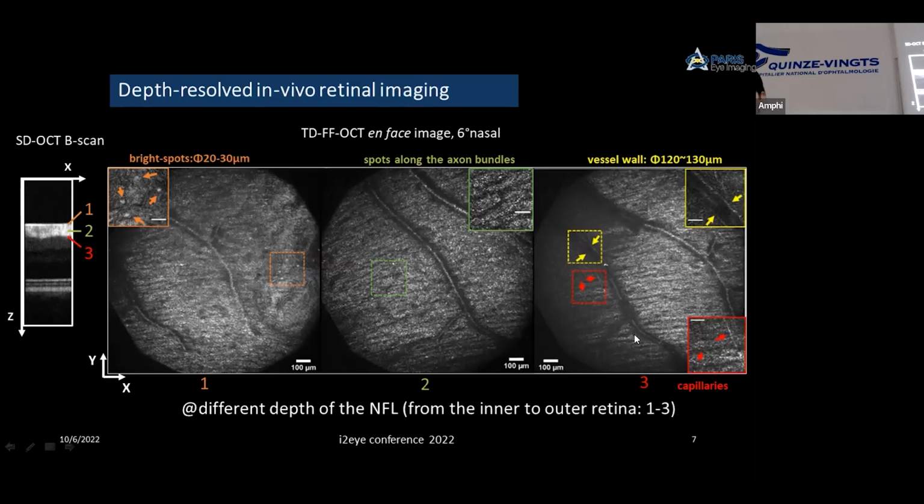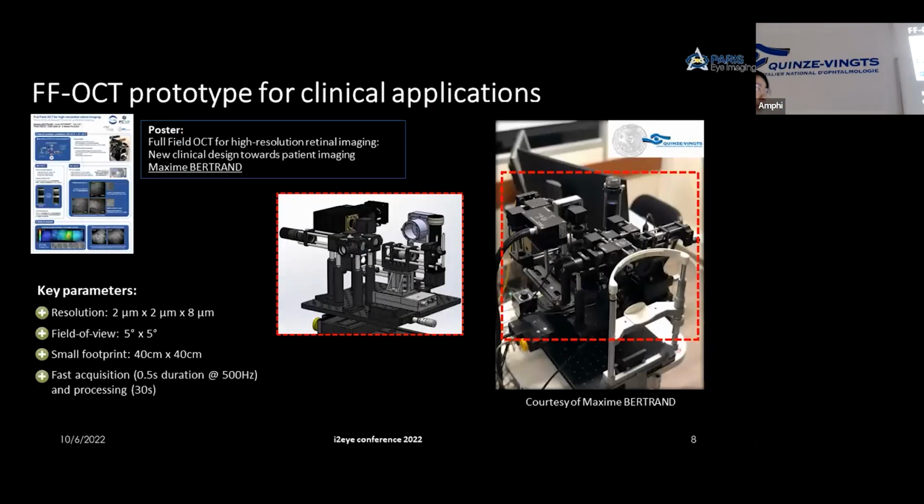And the third one, on the bottom, is close to the ganglion cells. From this image, we have a very nice view of the vessel wall and also the very fine structure of the capillaries. We can also measure the width of the vessel, which is around 120 to 130 microns in this case. So thanks to these very encouraging results, we reinstalled our system in the Quinze-Vingts National Ophthalmology Hospital.